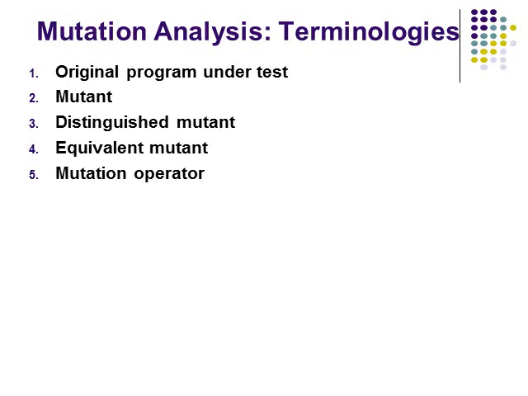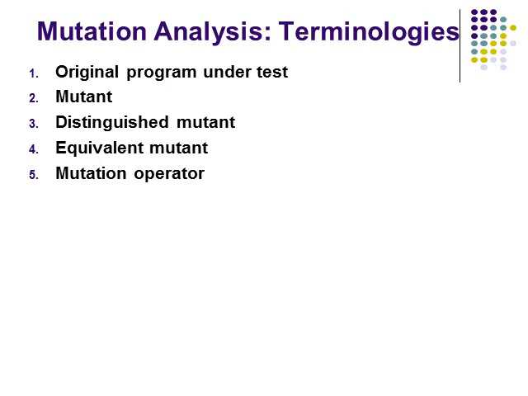With respect to mutation analysis, we have some terminologies. The first one is original program under test. Second, mutant. Third, distinguished mutant. Fourth, equivalent mutant. Fifth, mutation operator. Now we will see one by one. Original program under test, the program or procedure to be tested. The second one, mutant, a program that differs from the original program in one syntactic element, for example a statement, a condition, a variable, or a label.